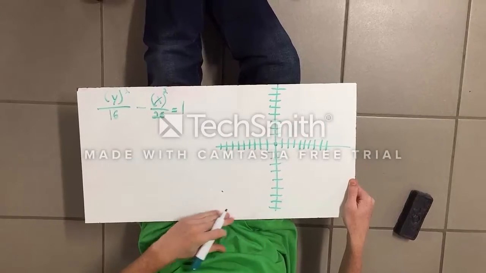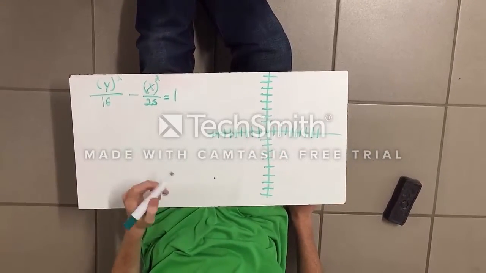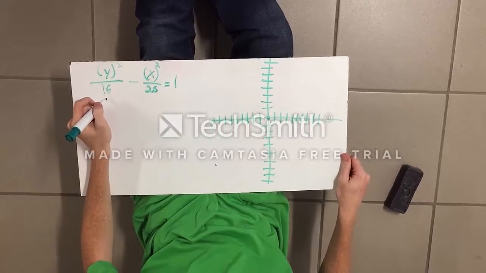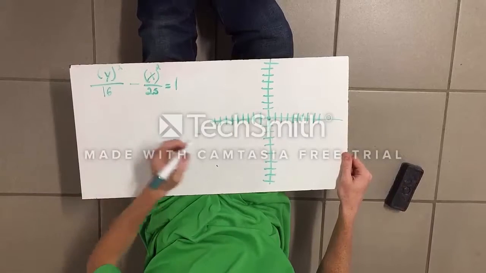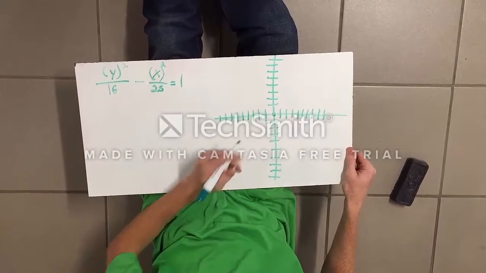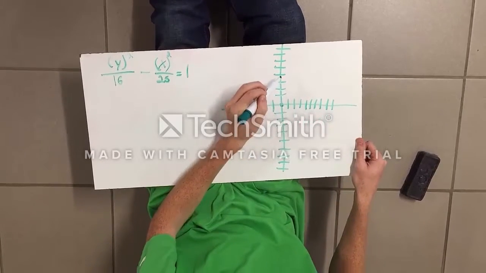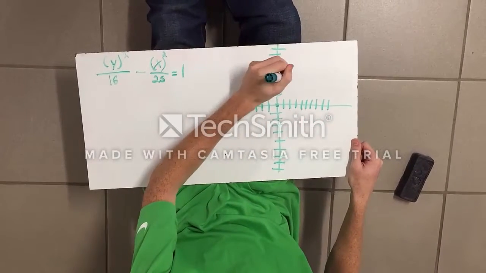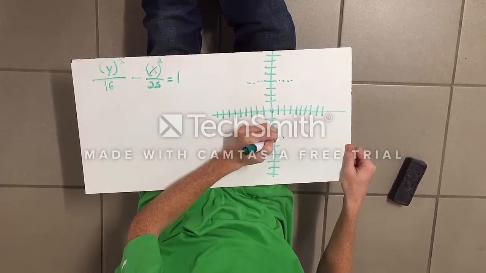And now we're going to create a little box to help us find out how we're going to draw the hyperbolas. So since y has a 16 underneath it, you're going to square root it, and 16 square rooted is 4. So we're going to count up and down 4. So 1, 2, 3, 4. I'm going to draw some dotted lines going down 4. 1, 2, 3, 4.